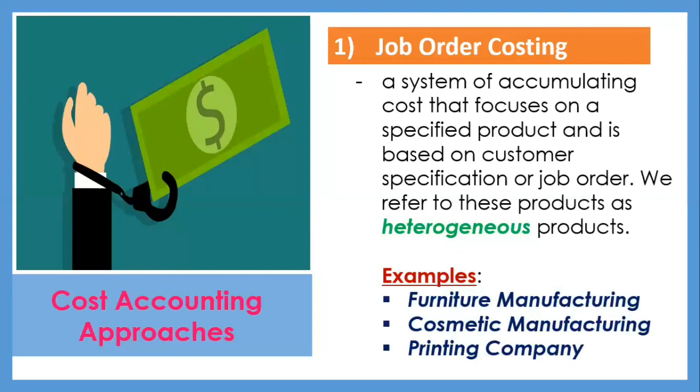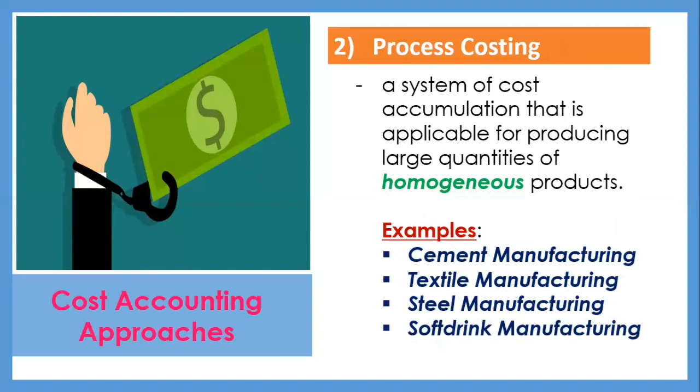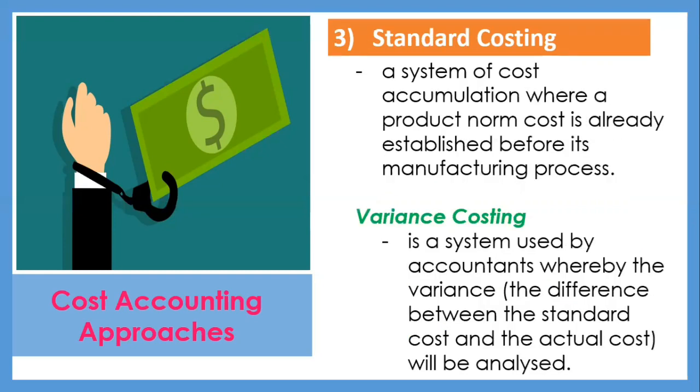Another type of cost accounting approach would be process costing. Process costing is a system of cost accumulation that is applicable for producing large quantities of homogeneous products. The cost is accumulated by department rather than by job order. Examples of industries using process costing would be cement manufacturing, textile, steel, and soft drink manufacturing. And another type of cost accounting approach, we have standard costing.